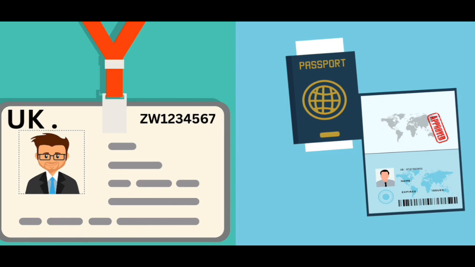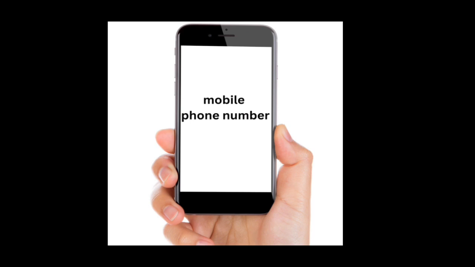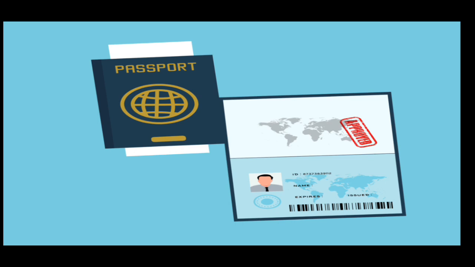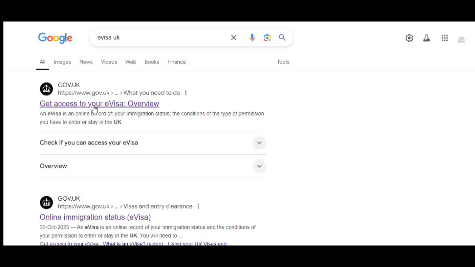Instead of using a physical immigration document, before you start, you will need access to a smartphone, a mobile phone number, an email address, your BRP card or a valid passport with your BRP number or visa application number. In this video, I will explain step by step how to apply for eVisa for UK. Let's start the video. Click first link.